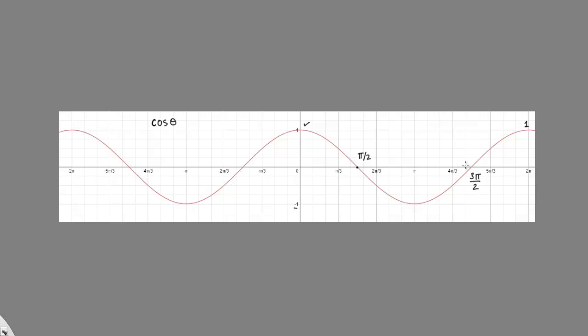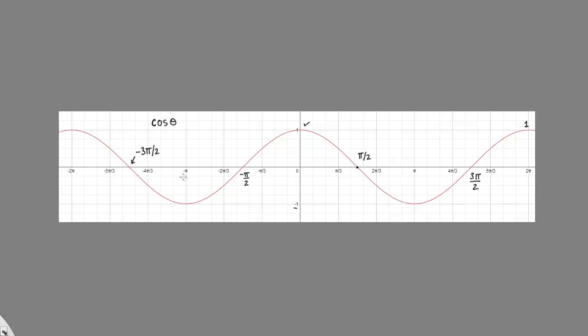In the negative direction you just operate by symmetry. Again this is minus pi by 2. And at minus pi it again takes value of minus 1. And minus 2 pi it takes value of 1. And it takes value 0 at minus 3 pi by 2.